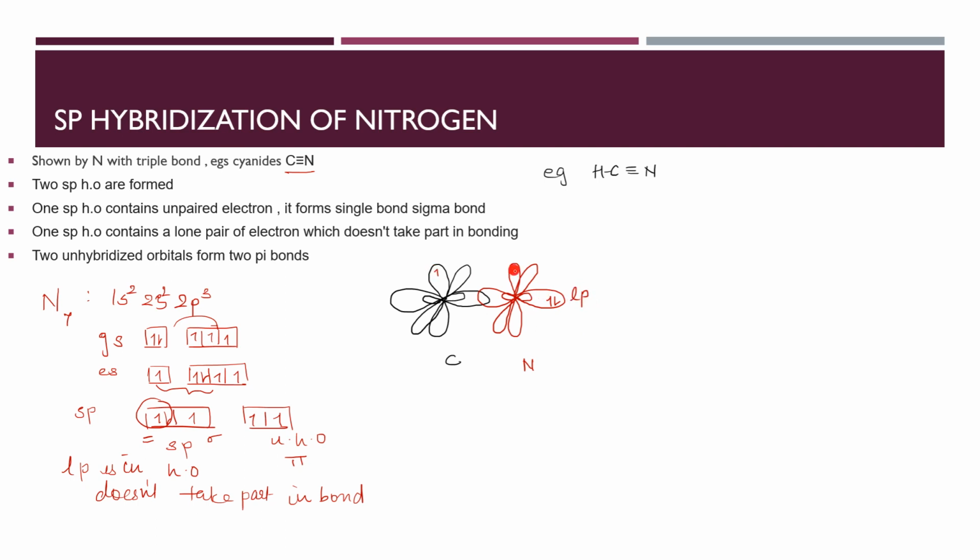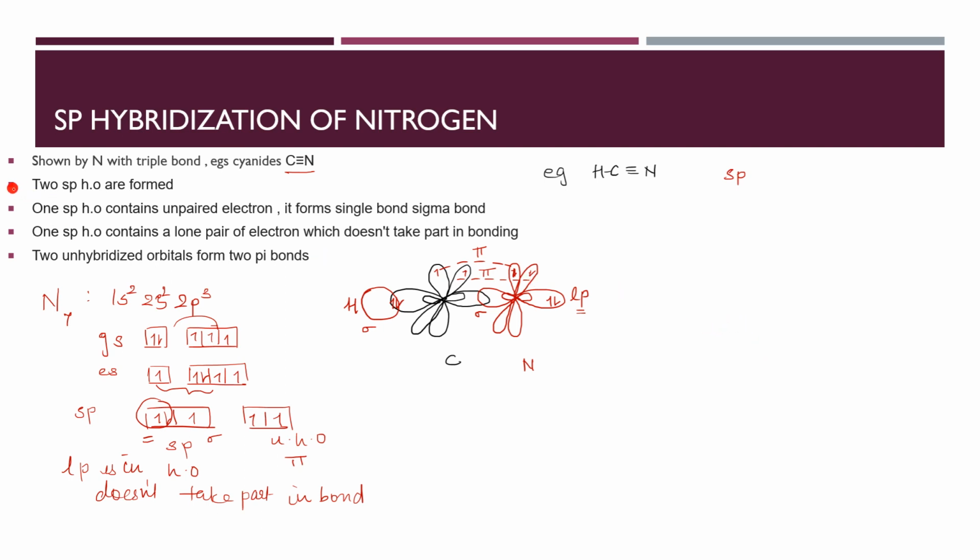Each unhybridized orbital is having one electron, so I'll show opposite spin so that you can understand the overlapping. So this one overlaps here, this one overlaps over here, and this is the carbon-hydrogen overlap. This is your hydrogen, and you can show a pair of electrons over here. So this is your sigma bond, this is your sigma bond, this is the lone pair which is not taking part in bonding, this is the pi bond, and this is also a pi bond. And since it is sp hybridization, geometry is linear.